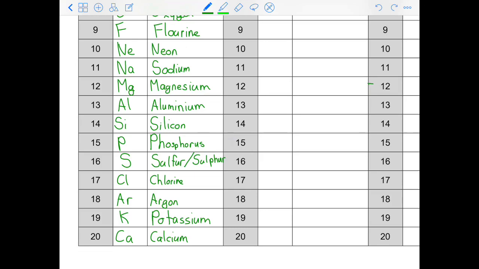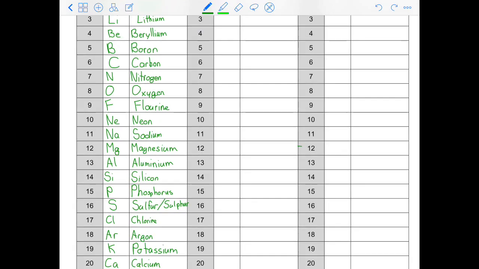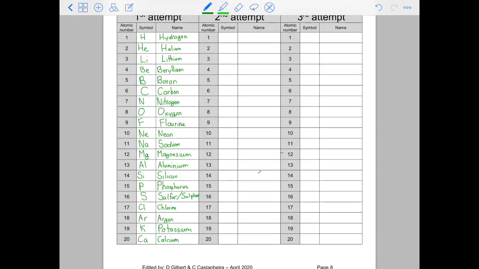So go through, double check that you do have all of those there as you need them. Try to get them all on screen. You can always use your periodic table as well to help.